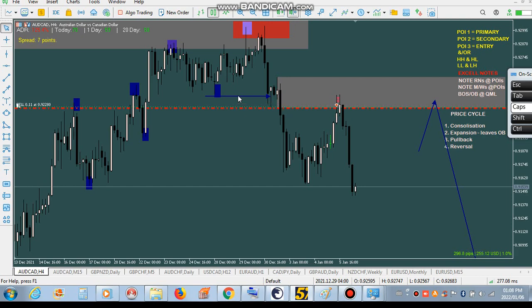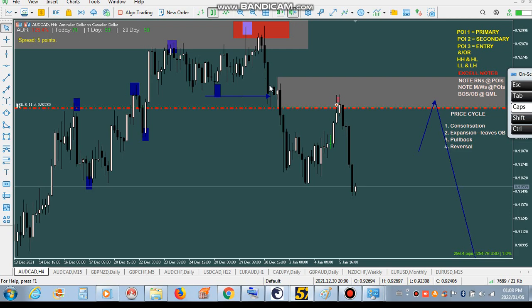Change of character meaning what? Meaning we are going down. It's confirming that now we are going down. Of course, we expected price to go down from that zone because it's a supply zone, but now it's got confirmation.